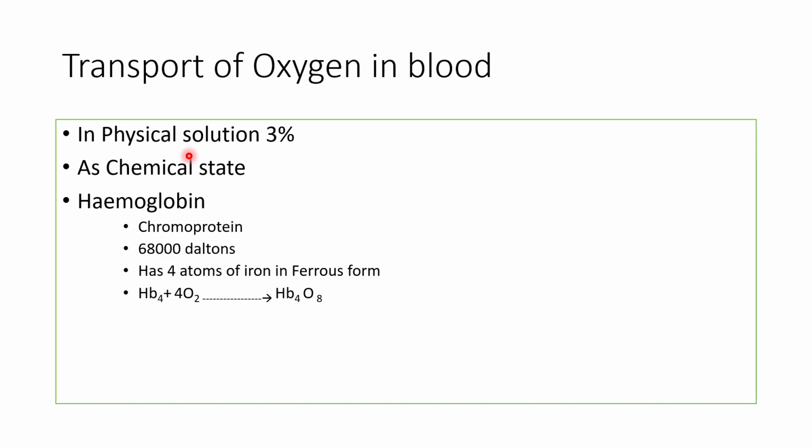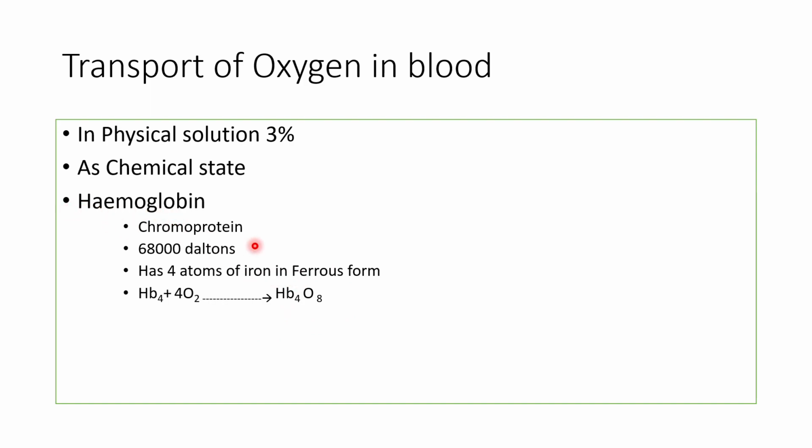In today's class, we are going to learn about transport of oxygen in blood. Around 3% of oxygen is transported in dissolved form in plasma. Most of the oxygen is carried as a chemical compound, oxyhemoglobin.